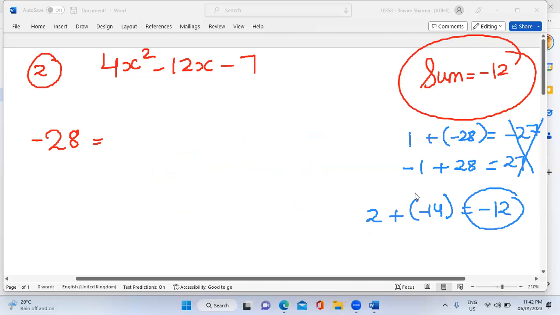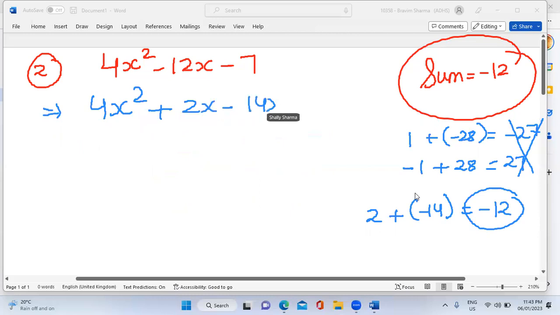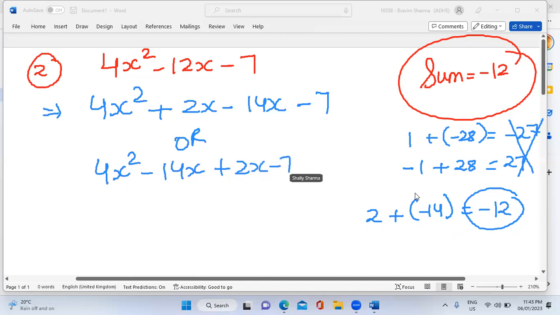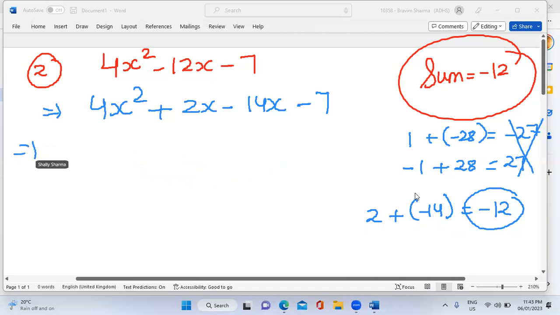Now I'm going to split the middle term. The middle term splitting will be like this: 4x squared plus 2x minus 14x minus 7. Or you can write it like this also: 4x squared minus 14x plus 2x minus 7. In both ways, when you find your final answer, it will be exactly the same. So I take the first case here and I split the middle term.